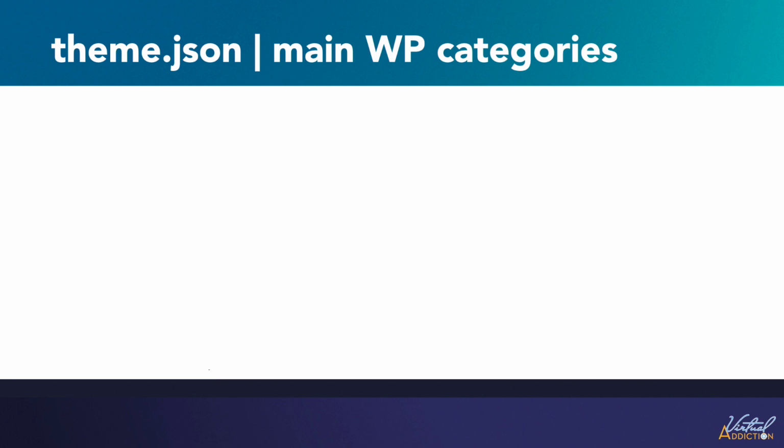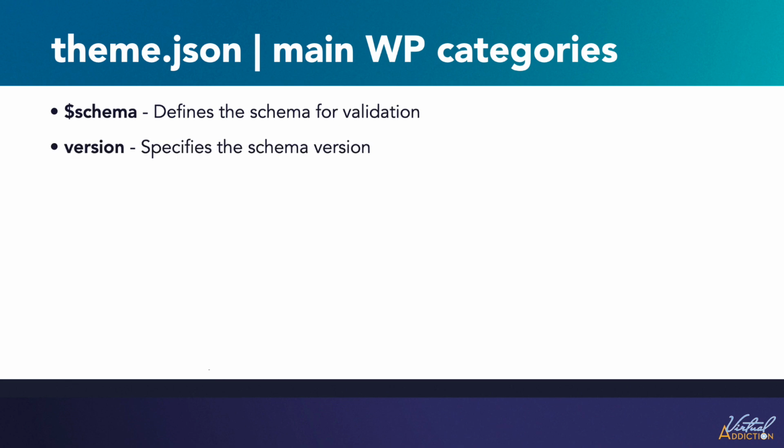In the Theme.json file for WordPress, the main categories or sections used to configure and control the theme settings, styles, and structures include the following. We have schema. This defines the schema that validates the structure of the theme.json file. It ensures that the file is in the correct format, enabling WordPress to interpret the settings and apply them correctly. The version specifies the version of the theme.json schema being used. This helps WordPress to understand how to process the file and which features are available.